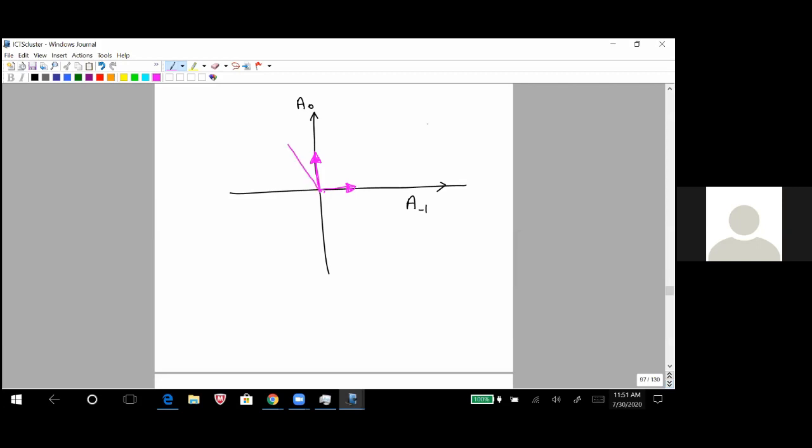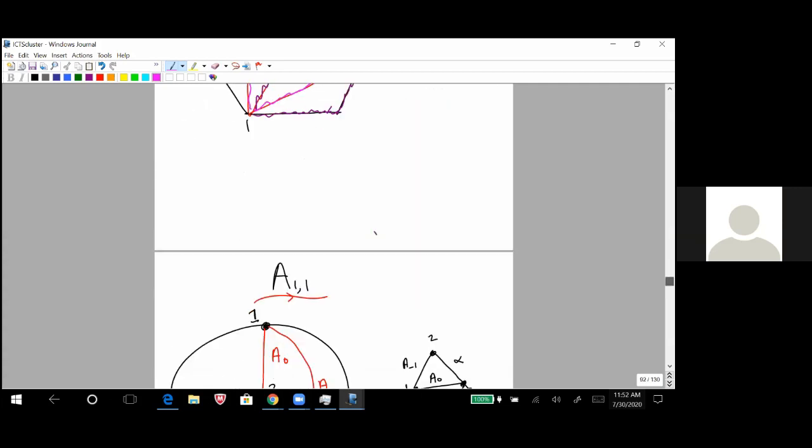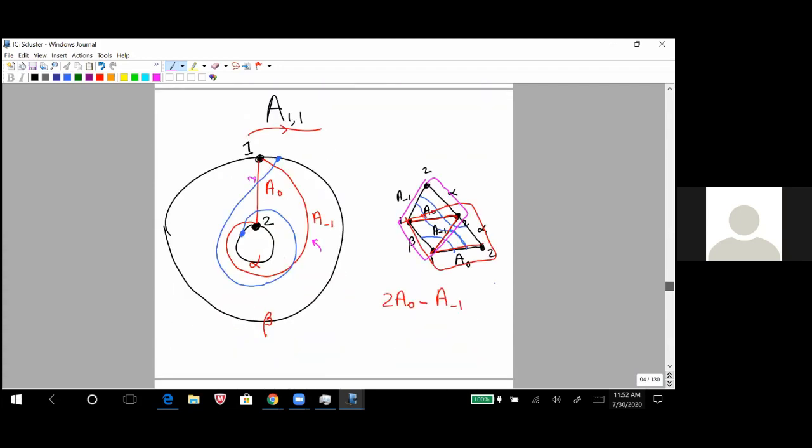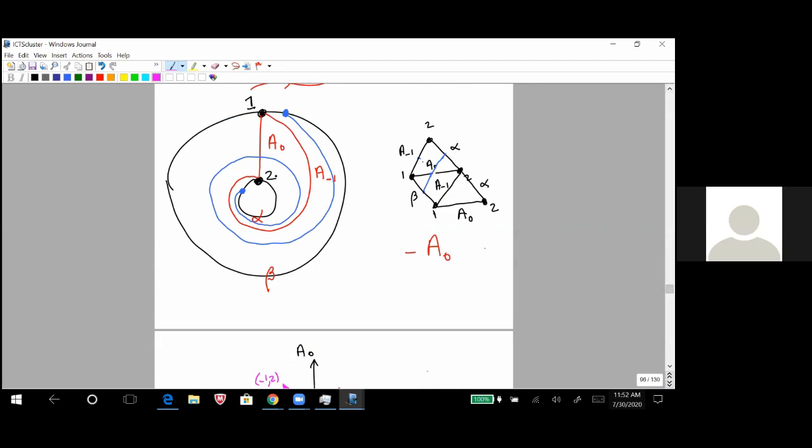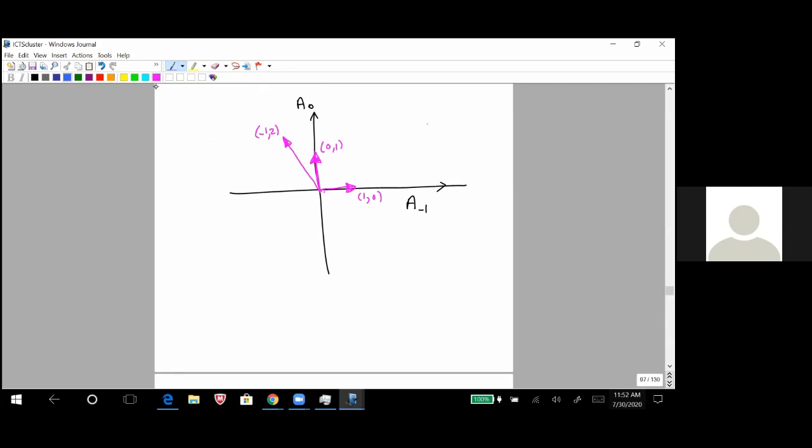So we saw that the vector for A1 looks like this. It was 2A0 minus A-1. So this vector is minus 1 comma 2. Okay, so this is 0 comma 1, 1 comma 0. Then the last one that we did is sort of winding in the same direction as the A-1, except 1 more. So if we're going to call this red one A-1, then it's sensible to call the blue one A-2. So we see that A-2 is given by this.